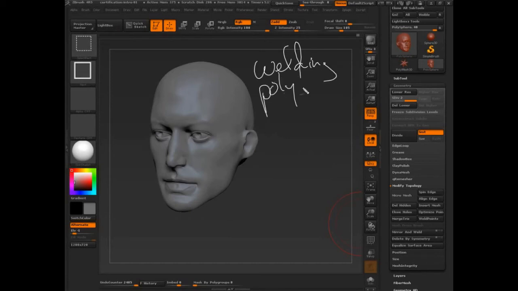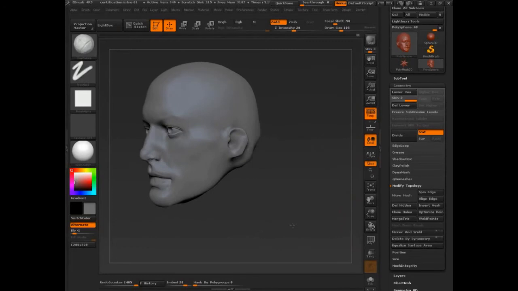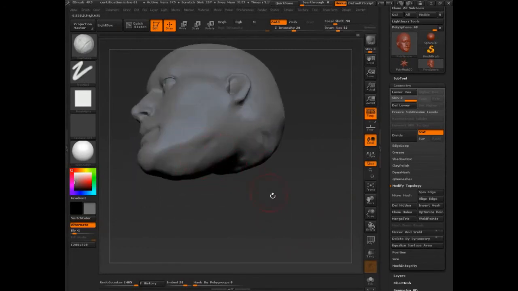Poly limit. Stretching. Mesh resolution, and subdiv levels. So let me tackle this in the way in which development handled it, so that you understand the thinking behind them. The answer is it's the subdiv levels, but that's the end of the answer. The real full-on answer is basically everything you guys said.